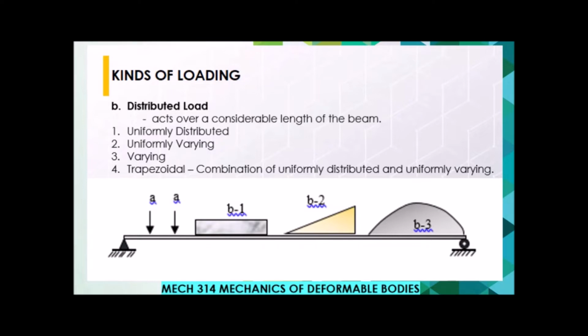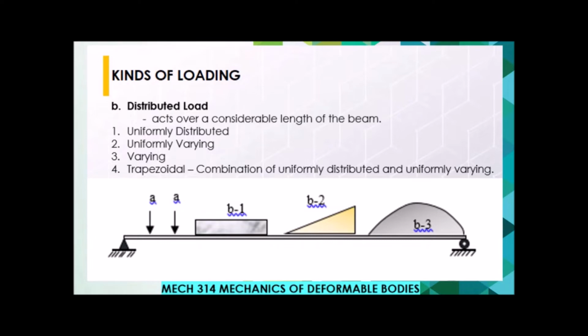So, dito sa figure natin, yung dalawang A is a concentrated load. Yung B-1 naman is yun yung tinatawag natin na uniformly distributed load. And yung B-2, yun naman yung itsura ng linearly varying distributed load or uniformly varying load. Yung B-3 naman natin dito is varying load.